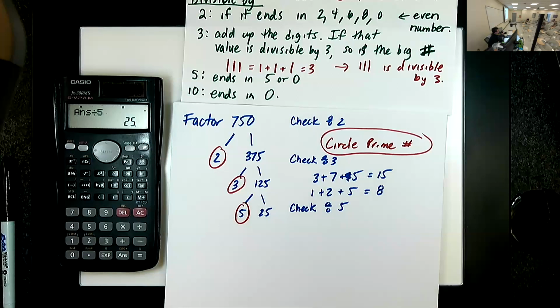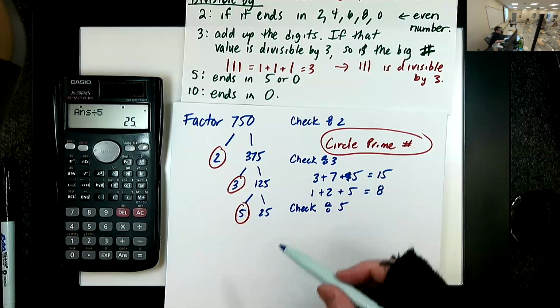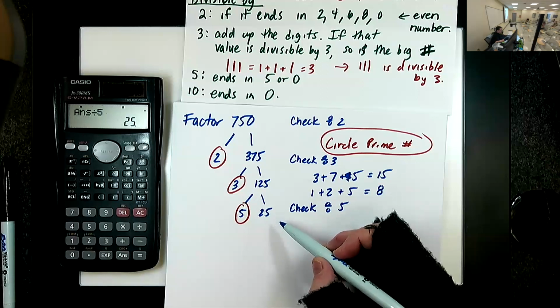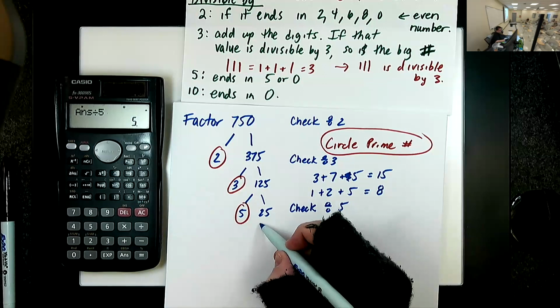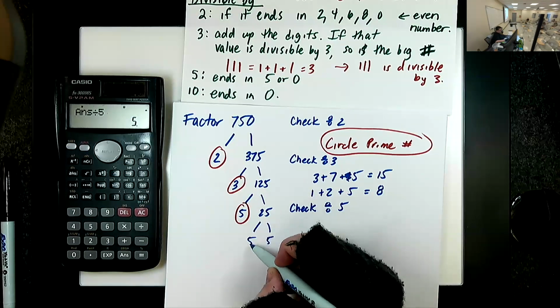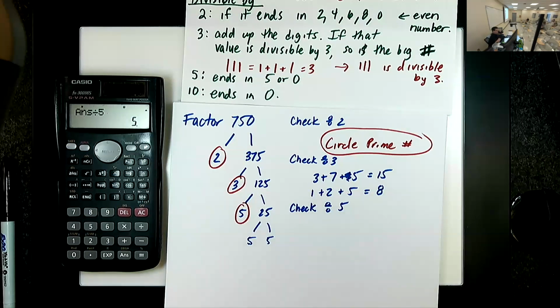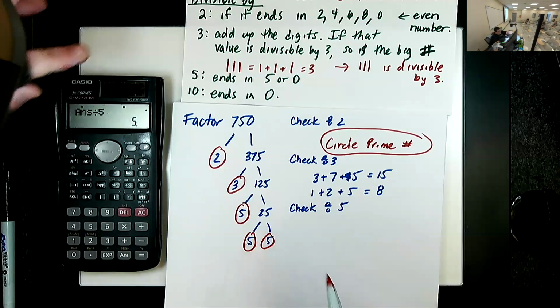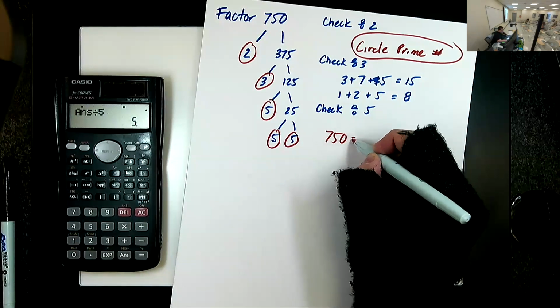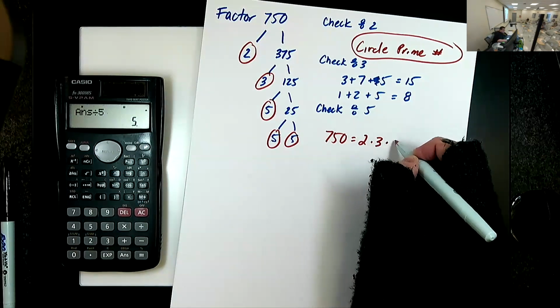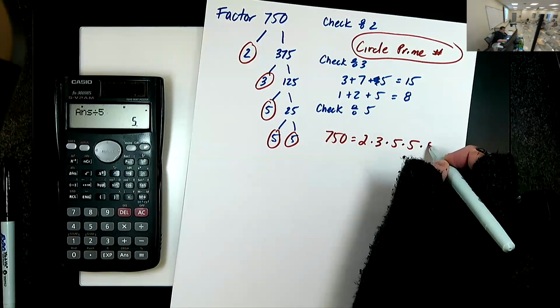At some point, hopefully you recognize the number as a multiplication of 2 small numbers, and you don't need to calculate it anymore. But if you do, keep checking it. Check 25 divided by 5 again. It does work. It gives you 5. So 25 is 5 times 5. And we're done. $750 is 2 times 3 times 5 times 5 times 5.